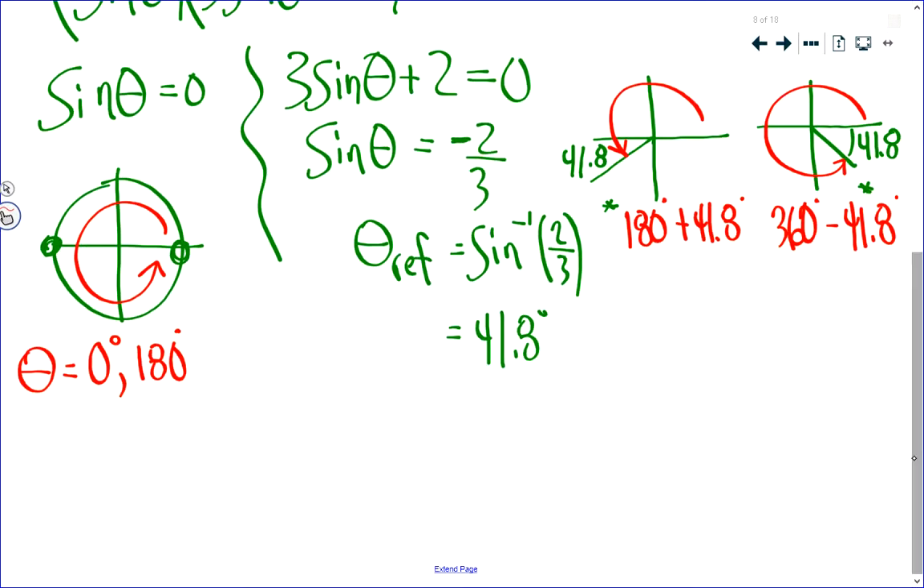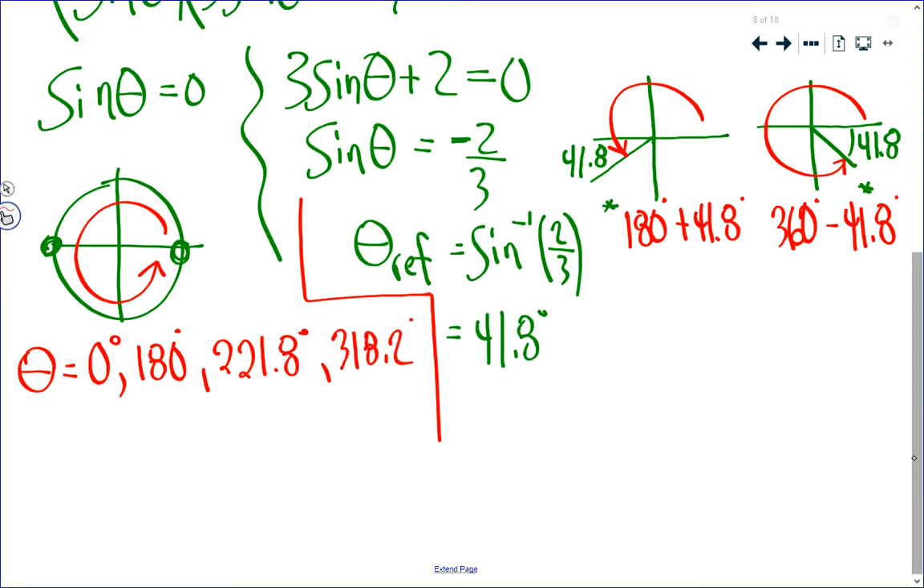When we take a look at the other two solutions, we need to take 180 plus 41.8, which is 221.8. I'm going to just double check this in a second. And then also we have 360 minus 41.8, which is, I believe, 318.2 degrees. But I'd better check all of those.